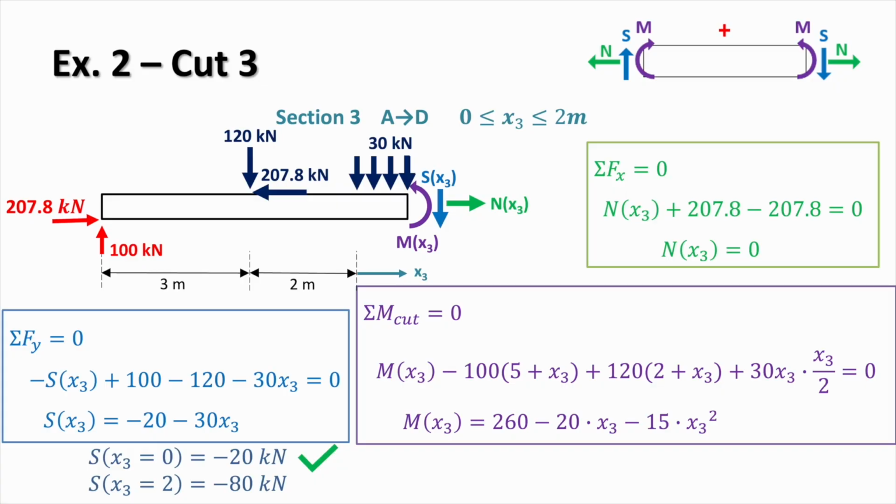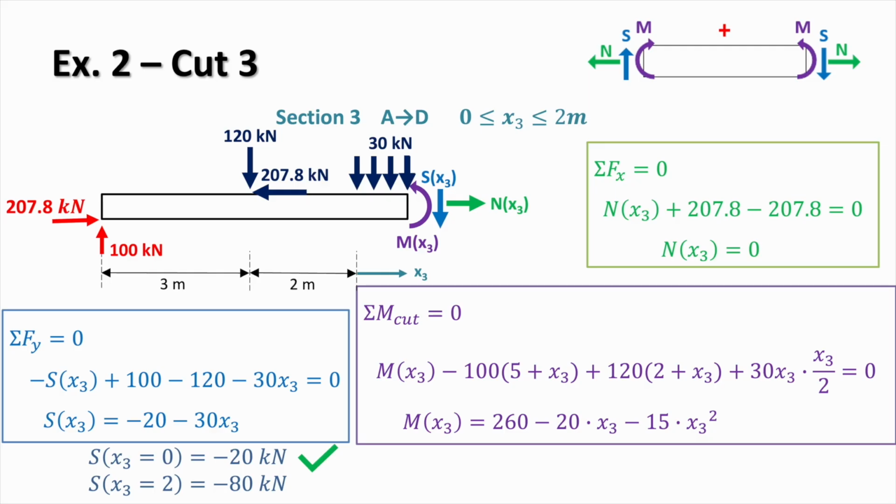Looking at the bending moment, we'll sum the moments around the cut. So here we've got M(x3), the moment, minus 100, that's the reaction force, this time times a distance of 5 plus x3 meters, that's until point C, plus 120, that's the first point load, times 2 plus x3, and now we have the UDL. So the force of the UDL is 30 times x3, that gives us the force, and the distance from the centroid of that UDL, which is just a rectangle because it's a UDL, to the cut is always going to be x3 divided by 2. And all of that needs to equal 0.